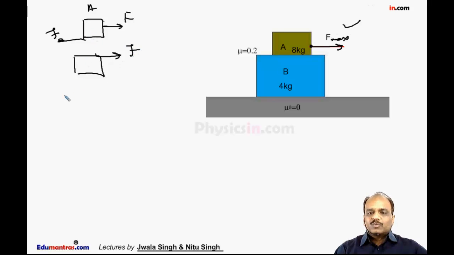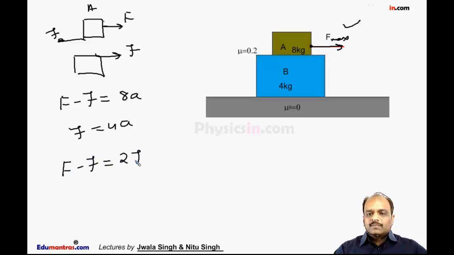Now since these two blocks are moving together, I can say F minus friction is equal to 8a and friction is equal to 4a. So from here I can say F minus friction is equal to 2 times friction. I substitute a equal to F by 4 here. So F comes out to be 3 times friction. So when this is maximum, this is also maximum.